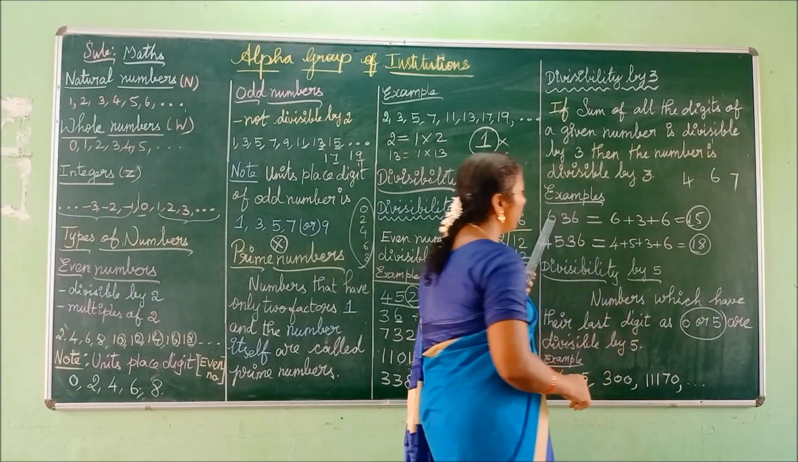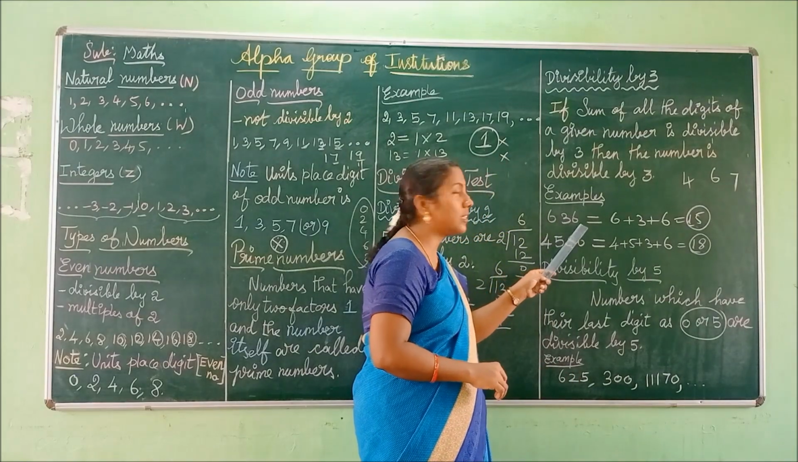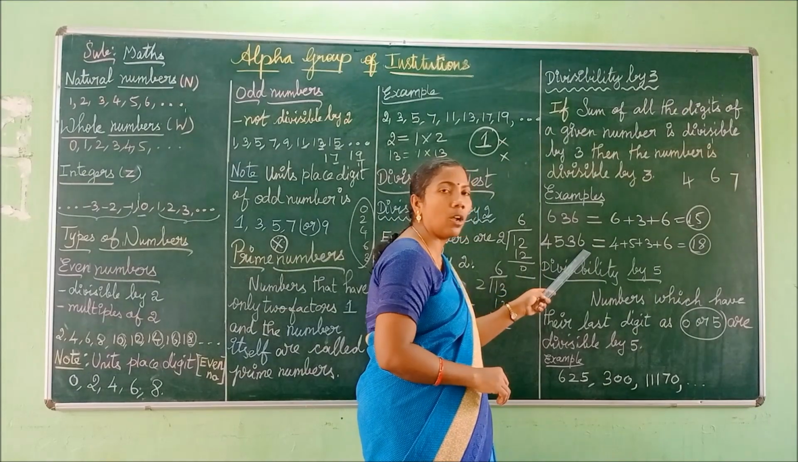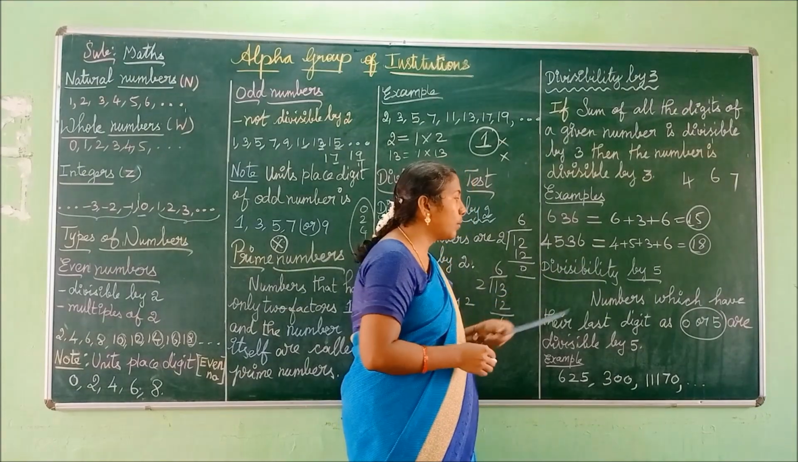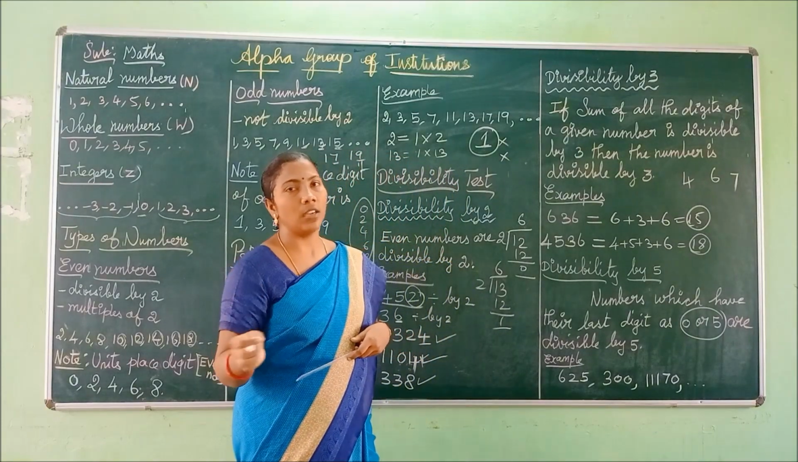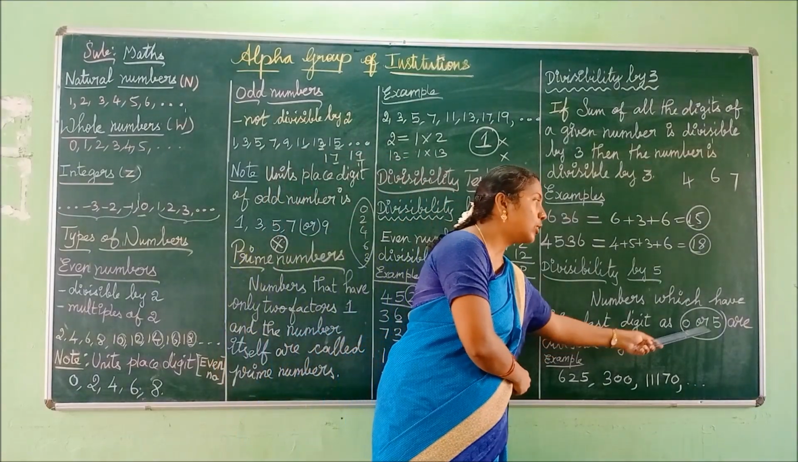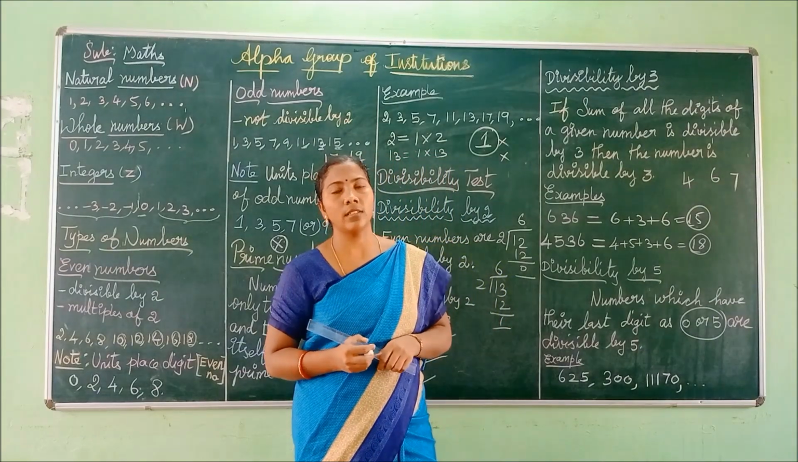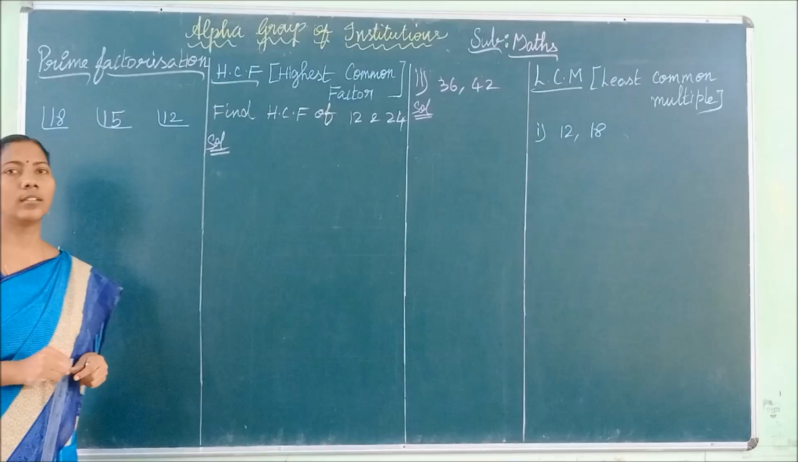Suppose we check this number 636. It does not end with 5 or 0, so it is not divisible by 5. Similarly, this one is also not divisible by 5. So we can easily check divisibility by 5 by observing the last digit. If the last digit is 0 or 5, we can easily say it is divisible by 5. Is it clear, children?